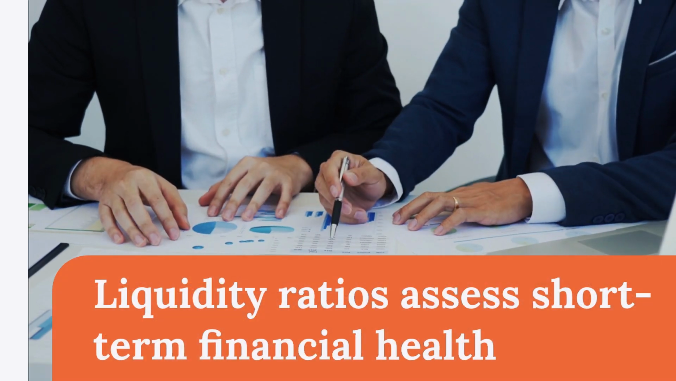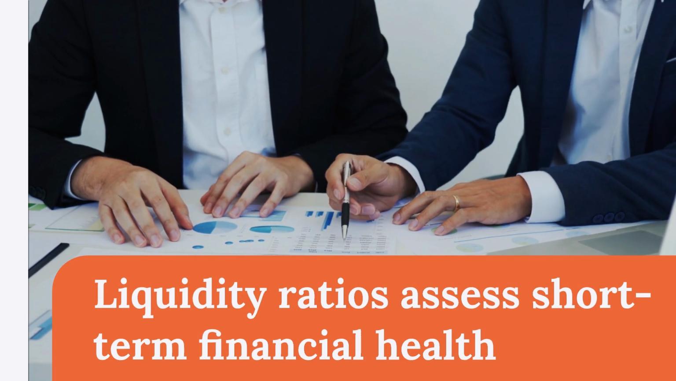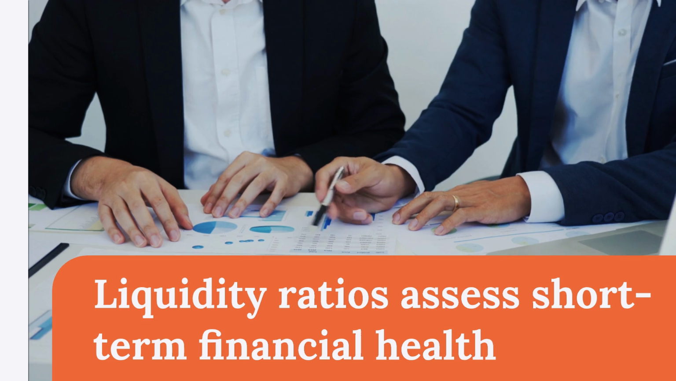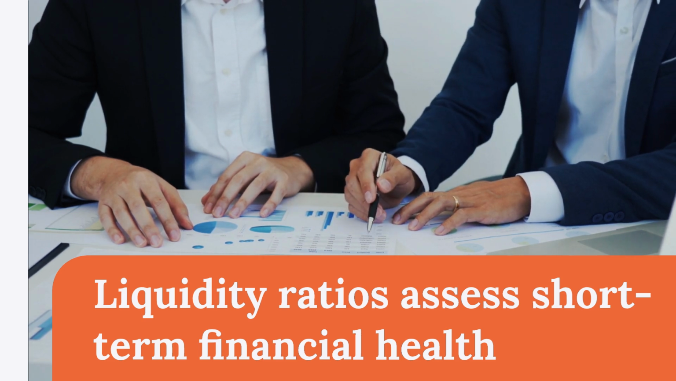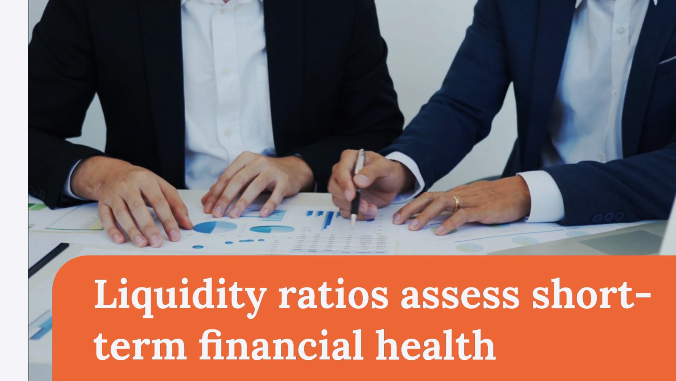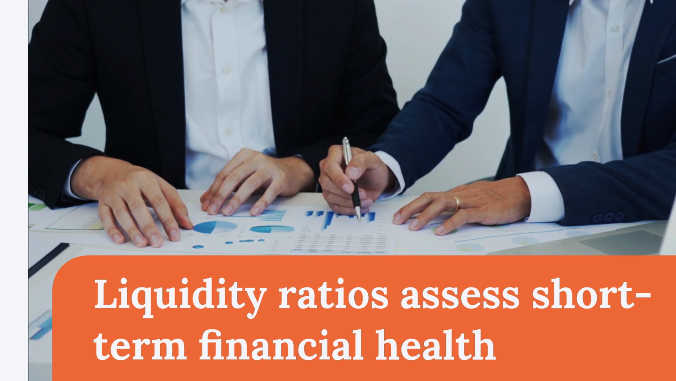Liquidity ratios assess a company's ability to meet short-term obligations. Common ratios include the current ratio and quick ratio. High liquidity indicates a well-run company. These ratios reflect the company's short-term financial health. They are crucial for understanding immediate financial stability.